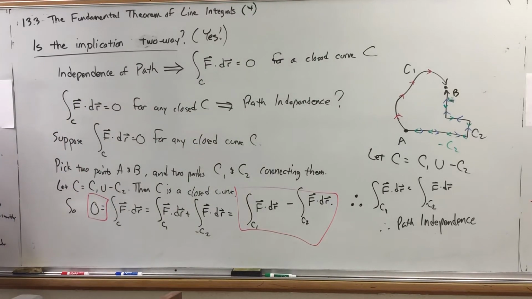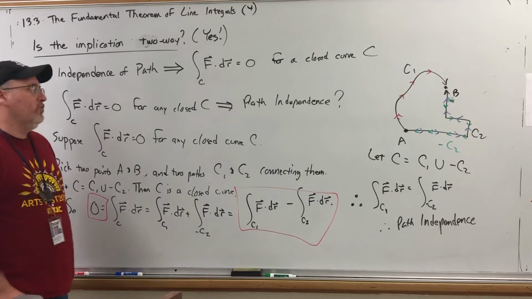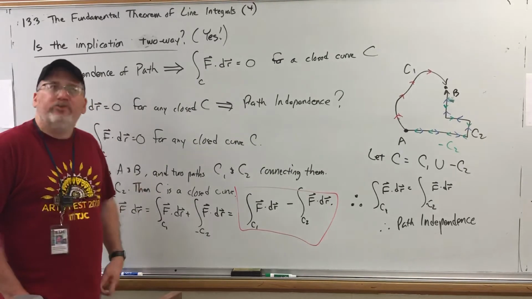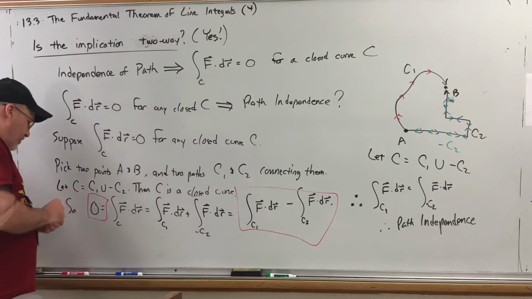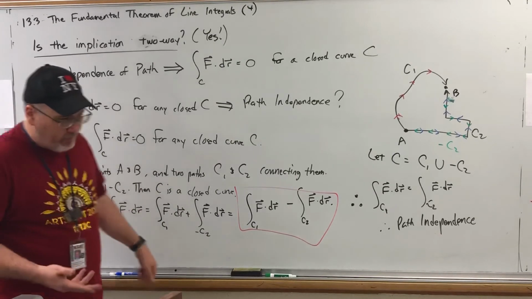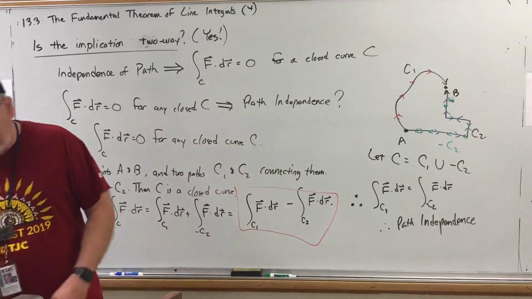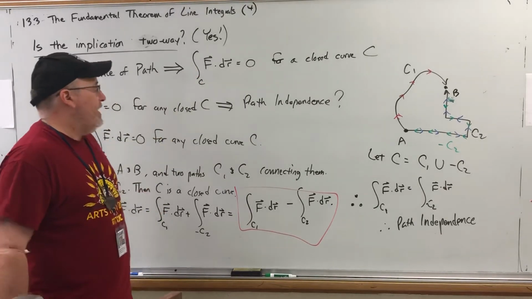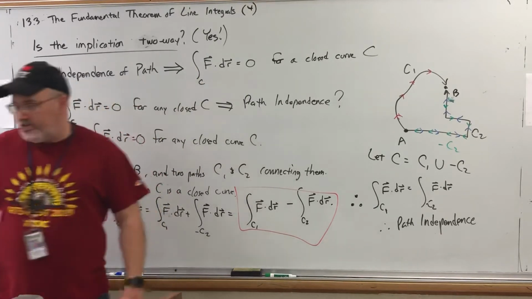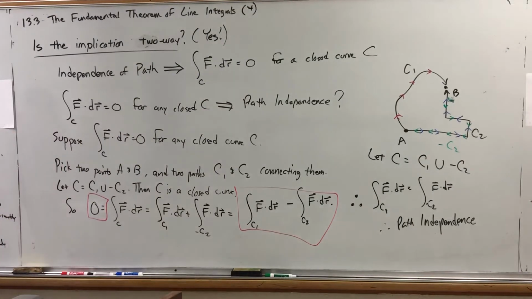the line integral is path independent if and only if the line integral over any closed curve is always equal to 0. So if we know that the line integral over a closed curve is always 0, we get path independence. And if we have path independence, then we get that the line integral over any closed curve is always equal to 0. Now in your textbook, this is summarized in Theorem 3 on page 775. I'm not going to write it on the board because it basically says what I just told you.